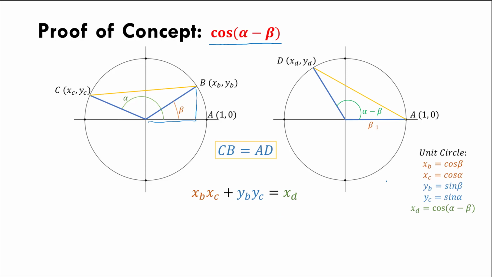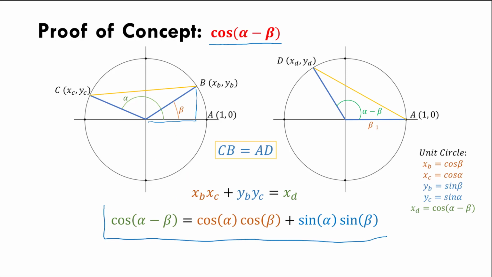Now keep in mind again, since this is my unit circle, xb is cosine of beta, xc is cosine of alpha, and my y values are just sines of alpha and beta. So I can go ahead and use substitution, and I prove that cosine of alpha minus beta is equal to cosine of alpha times cosine of beta plus sine of alpha sine of beta. So that's one proof of concept there for one of our sum and difference identities.